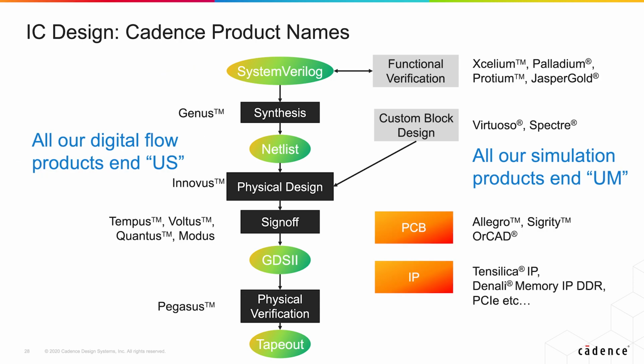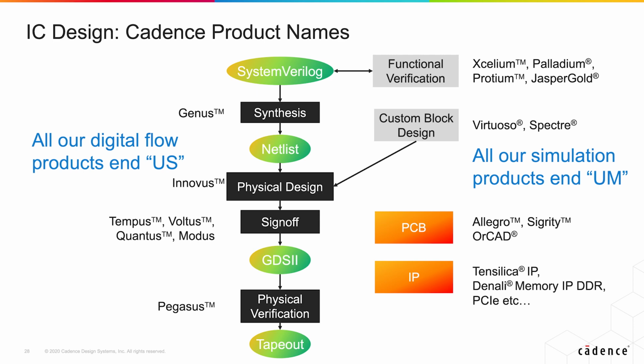So Cadence has products in all of these spaces. Here are the product names. There'll be a short test at the end. The synthesis tool's called Genus. Our physical design's called Innovus. All of our tools for digital flow pretty much end in US, and all of our tools for verification and simulation end in UM.